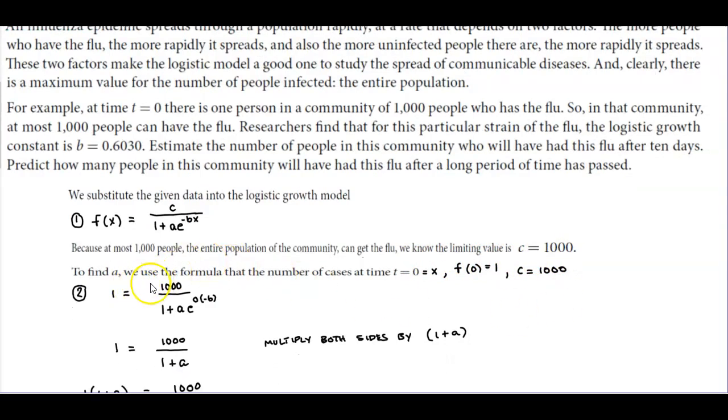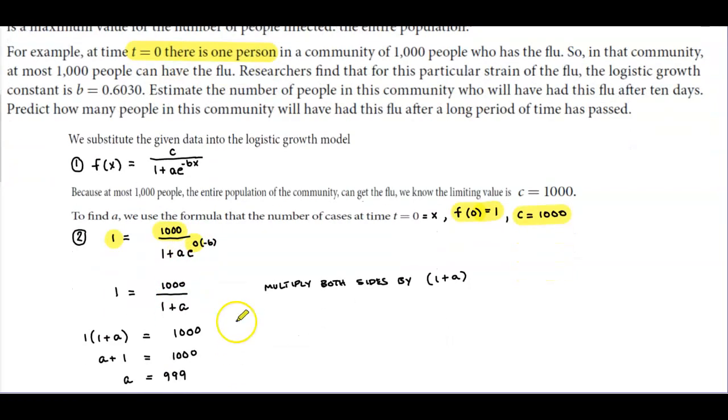So in order to find a, we need to use the formula for the number of cases at time t equal to 0, which in this case we're going to call x. So time represents x, which is 0. So f of 0, where t is equal to 0, there is one person in the community. So the input is 0, and the output is 1. And then we know that c is going to equal 1,000. So if we plug it into this formula, there is our output, which is 1. There is our value of c. And then we know that there's the value of 0.